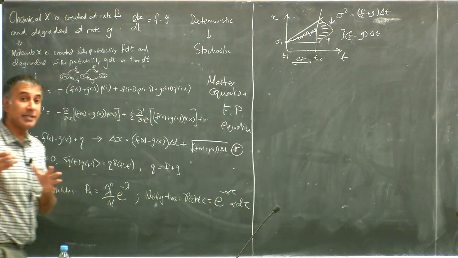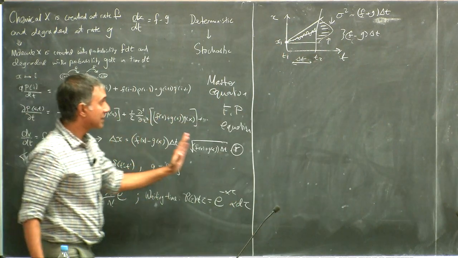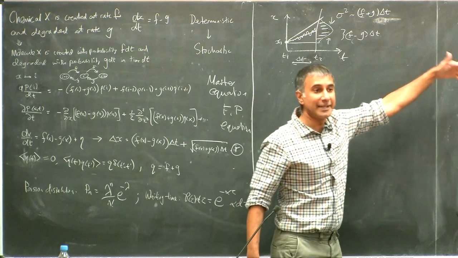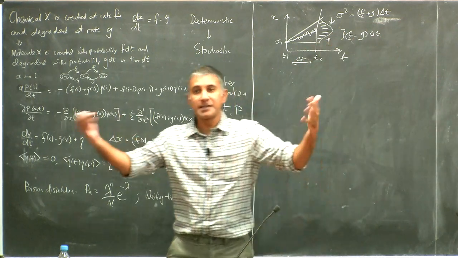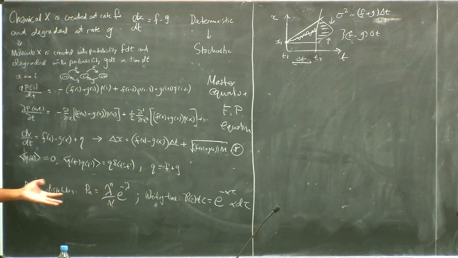If the system happens to reach an equilibrium, then after sufficient time, that final distribution will be independent of where you started, and it's called the steady state distribution of the system. Okay, fine.